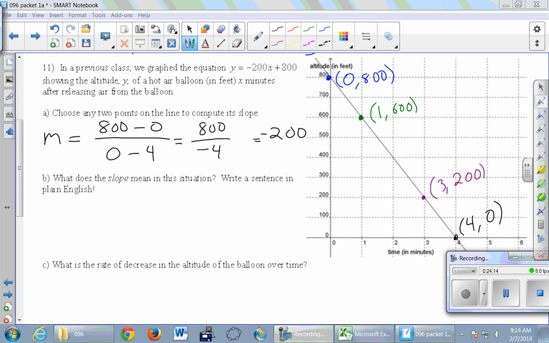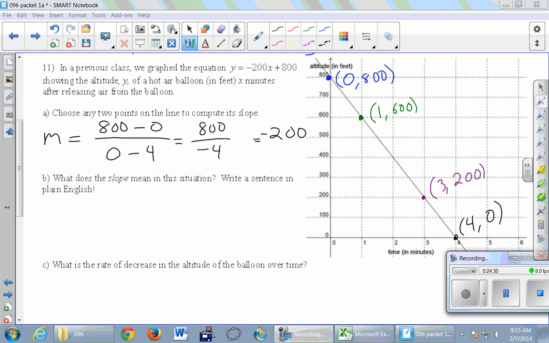Okay, so regardless of which 2 points we picked, we might have different looking calculations, but at the end when we reduce, we're all getting the same thing. It's negative 200 in this case. Okay, so let's look at B. What does the slope mean in this situation? Write a sentence in plain English.